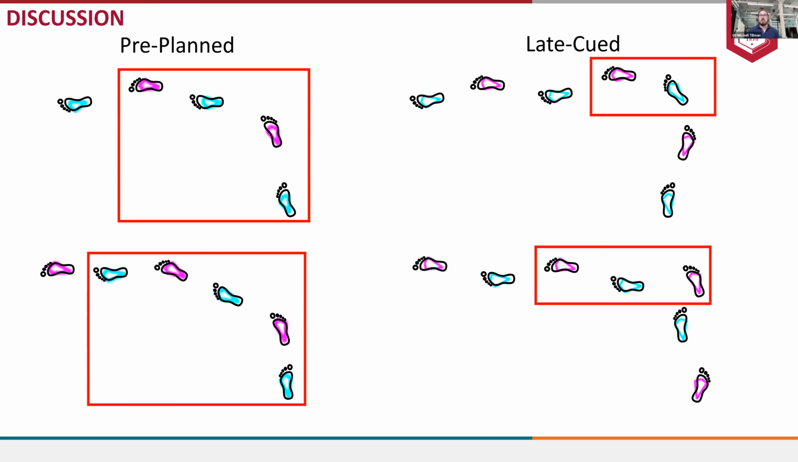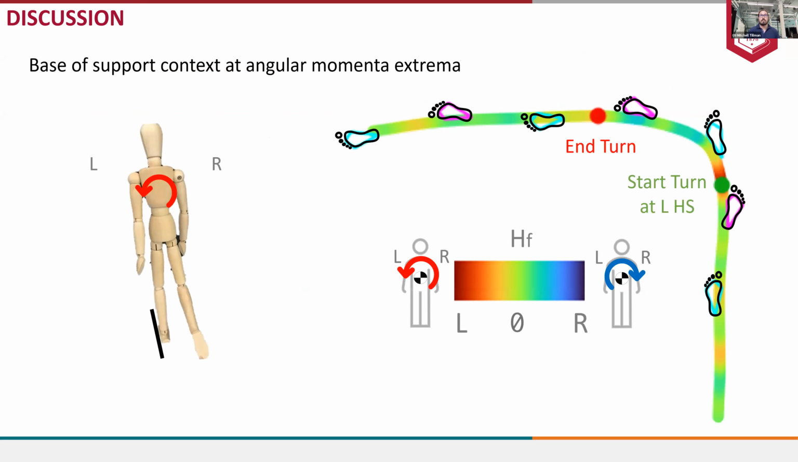Across these multiple turn strategies and across pre-planned and late cue turns as well, we've preliminarily identified that the role of each foot's single stance phase remains the same regarding accomplishing the turn's mechanical objectives. So we observed that the foot inside of the turn, or the left foot for left turns, is more responsible for rotating the pelvis and changing the body's facing direction, while the outside foot, or the right foot for left turns, contributed more to redirect the body's linear velocity in the new direction of the turn.